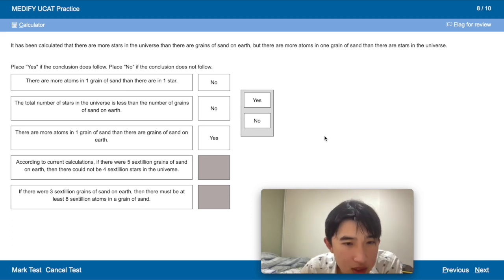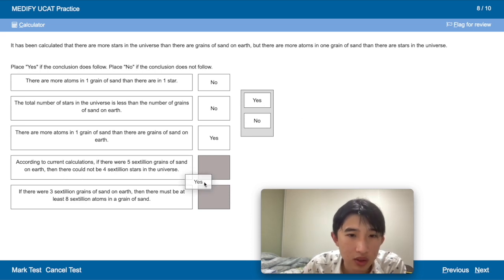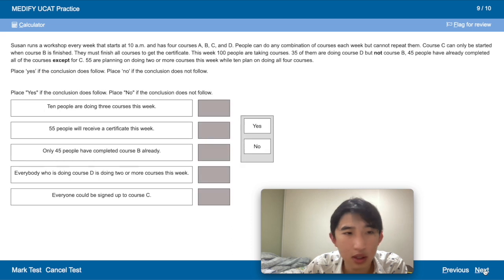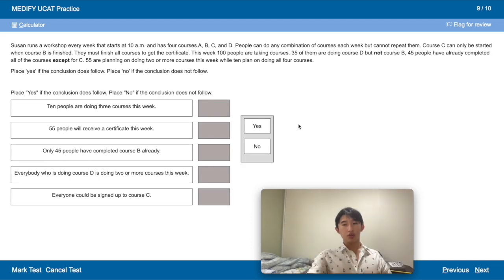If there are 5 sextillion grains of sand on Earth, then there could not be 4 sextillion stars. More stars in the universe. So true. If there are 3 sextillion grains of sand on Earth, then there must be at least 8. No, we can't imply that. Right, 2 more.